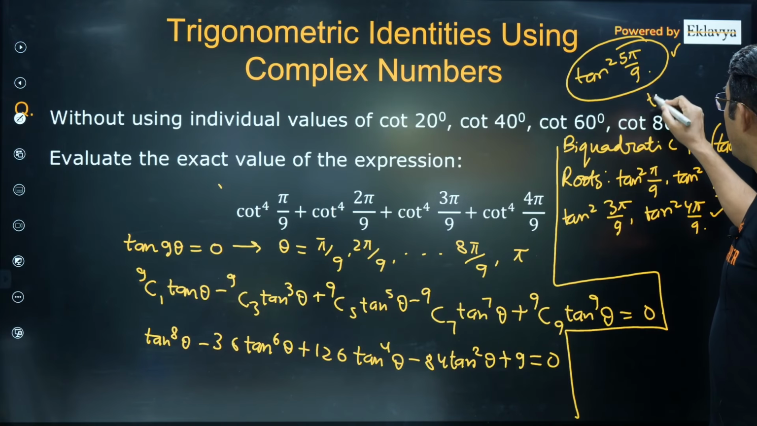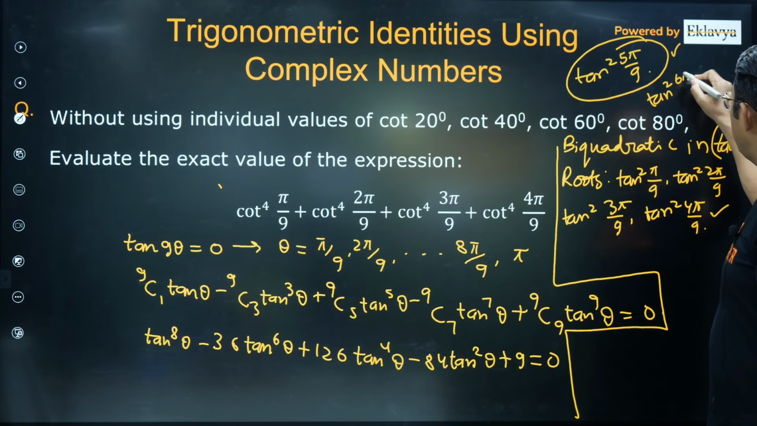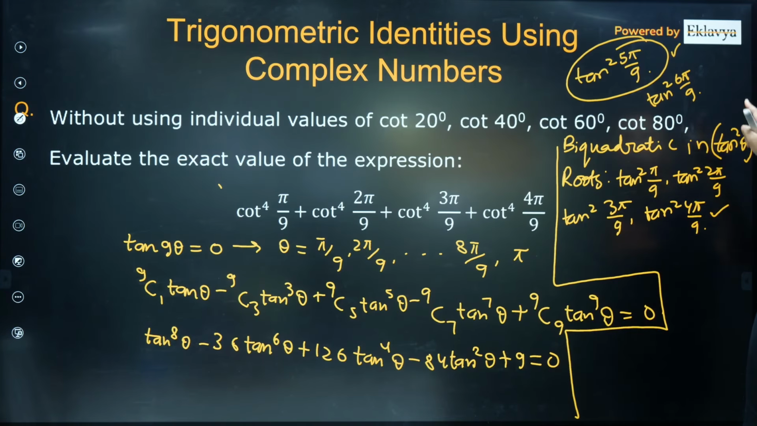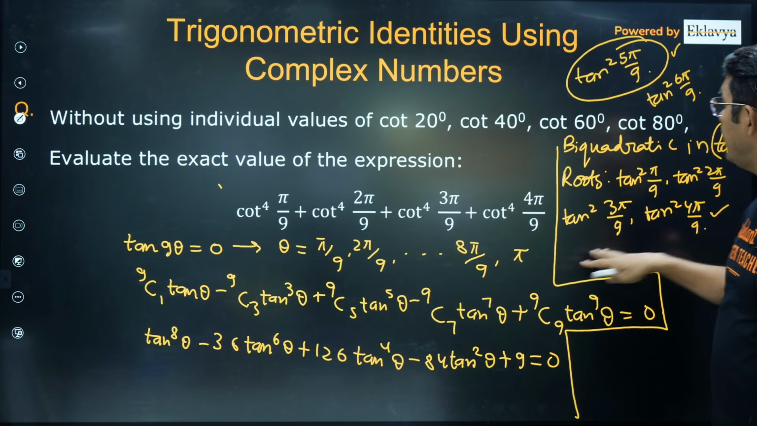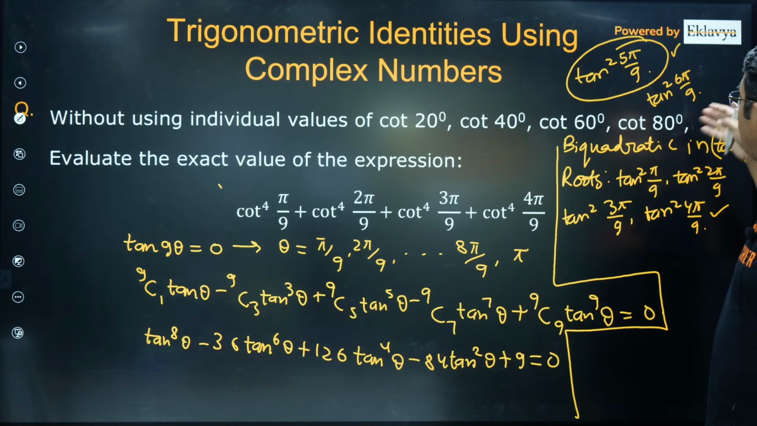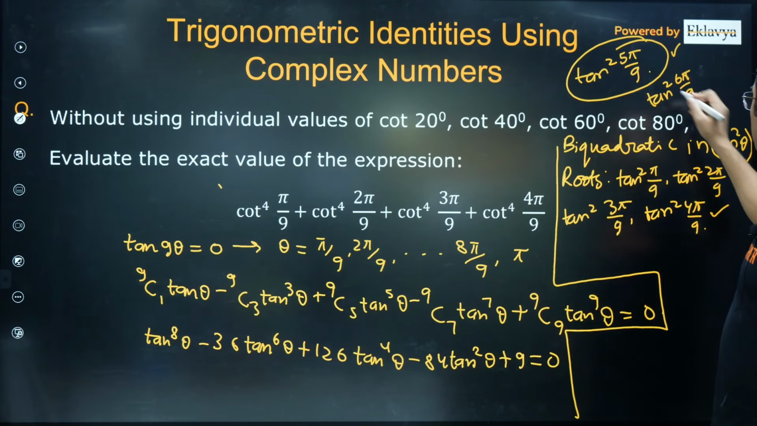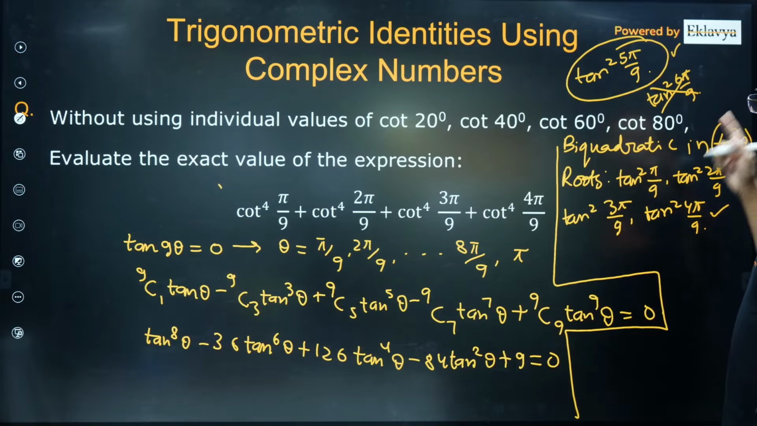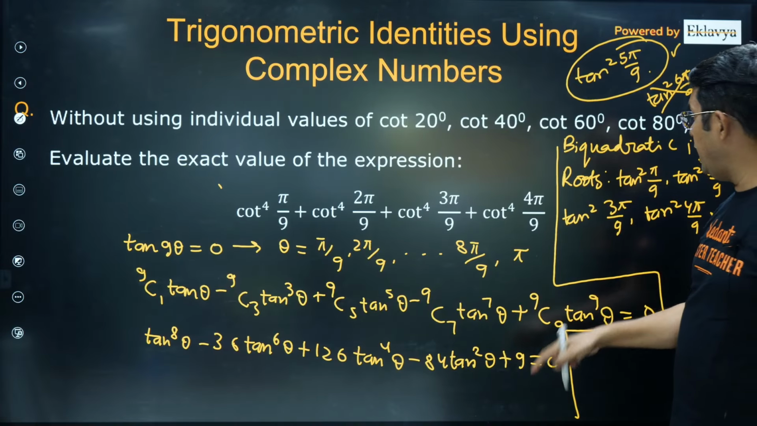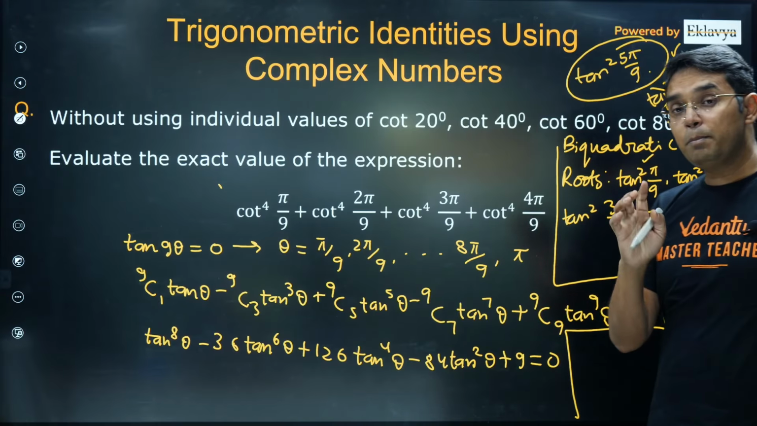Then tan square 6 pi by 9, I think this is not defined actually, so this will not come as a root because it is just 3 pi by 2, that is not defined. Okay, so leave that thing apart. And then tan square 7 pi by 9 is same as tan square 2 pi by 9, and then tan square 8 pi by 9 is same as tan square pi by 9.